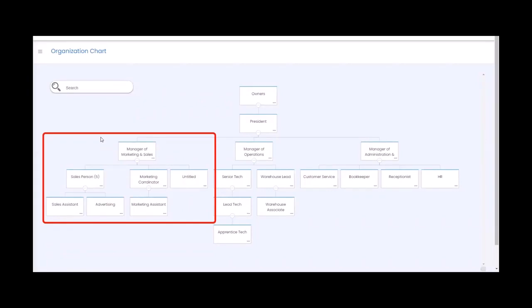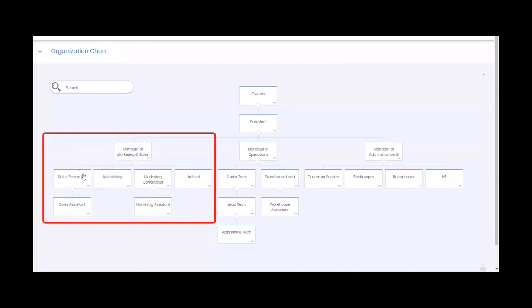Thinking about it that way, determine what type of lead generation positions do you need? Marketing assistant, marketing coordinator, advertising. This really seems like it's probably more here than it would be here. I think maybe I just moved that before. So think about lead generation, which would be these positions.